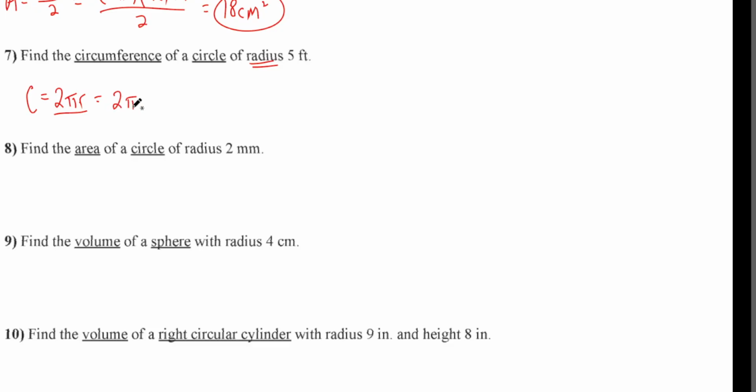All right? So it's 2 times pi times what? The radius. What's the radius? It's 5. And that's 5 what? Feet. So what do we multiply? I can multiply the 2 to the 5. What's 2 times 5? It's 10. 10 what? Pi. Don't forget the pi.